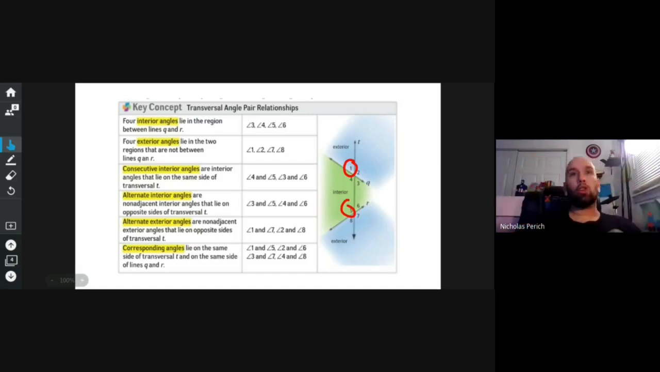2 and 6 are corresponding. 3 and 7 are corresponding. 4 and 8 are corresponding. Okay, those are some names. Know them well. You should have learned them in grade 7, but you know, pandemic.